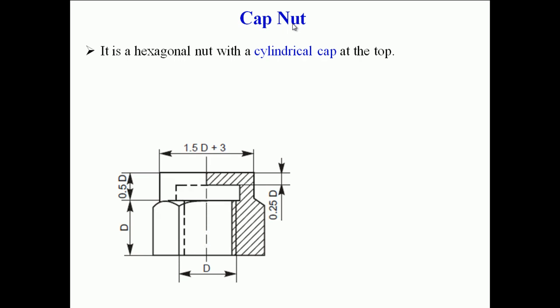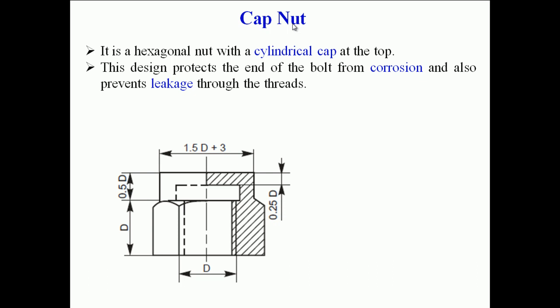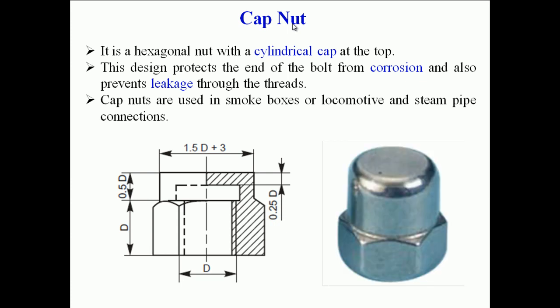Next one is cap nut. It is a hexagonal nut with a cylindrical cap at the top. So this is the schematic representation of the cap nut. This design protects the end of the bolt from corrosion and also prevents leakage through the threads. Cap nuts are used in smoke boxes of locomotives and steam pipe connections. This is the photograph of the cap nut. Whenever you need a bolt which should be away from corrosion and prevent leakage, you have to use a cap nut. So this is the cap.